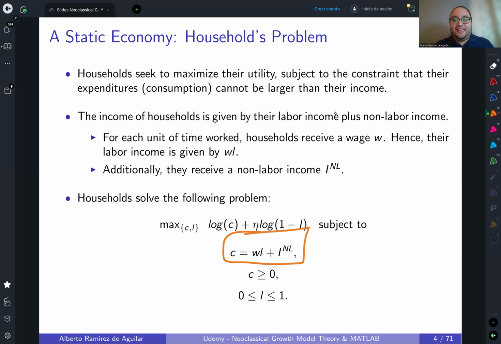Then, because we are interpreting this C as consumption, there's no negative consumption, so consumption has to be positive or zero. And labor is limited to be between 0 and 1. There's no negative labor. And also, because we're assuming households have one unit of time, labor has to be smaller than 1. So now this is the problem of the household, and what we're going to do now is to try to understand how we solve this problem.